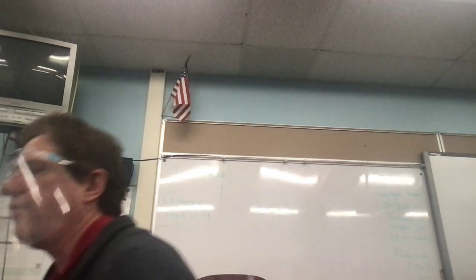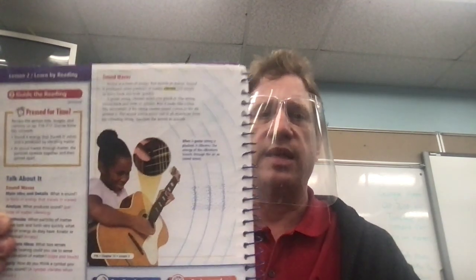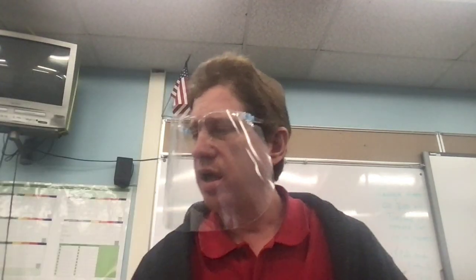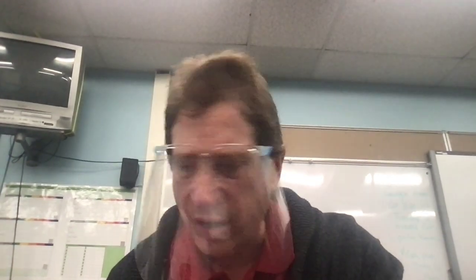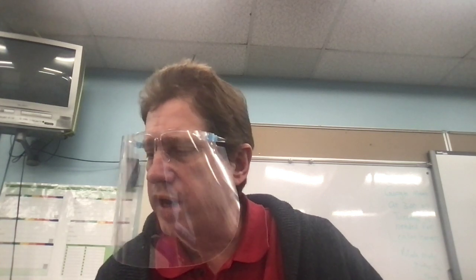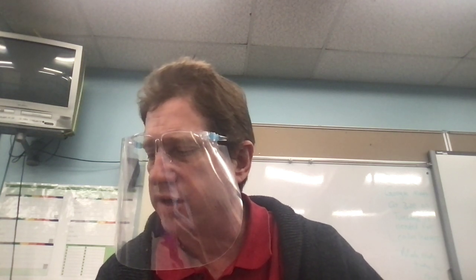Okay, sound waves. Sound is a form of energy that travels in waves. Sound is produced when particles of matter vibrate or move back and forth quickly, such as in this picture. A guitar string vibrates when you pluck it. The string moves back and forth so quickly that it looks like a blur. The movement of the string creates sound waves in the air around it. The sound waves move out in all directions from the vibrating string. You hear the waves as sounds.